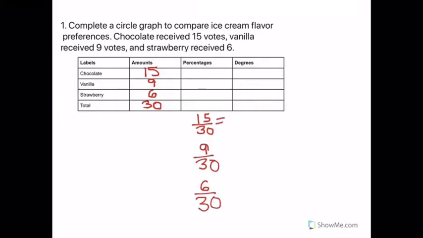15 over 30, hopefully you'll be able to see that that quickly reduces to 1/2, which would be 50%. Vanilla, not quite so easy. It does reduce. You can divide both of these numbers by 3. So 3/10. You could always just do 9 divided by 30 in your calculator. That will give you 0.3 or 30%.